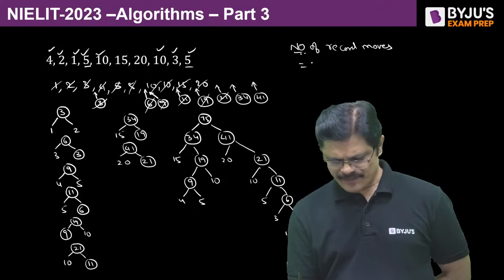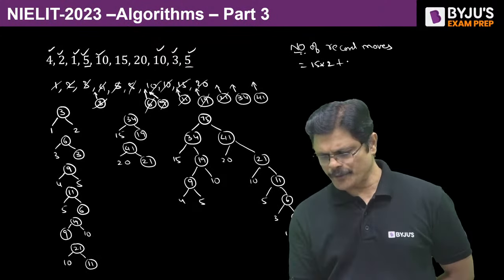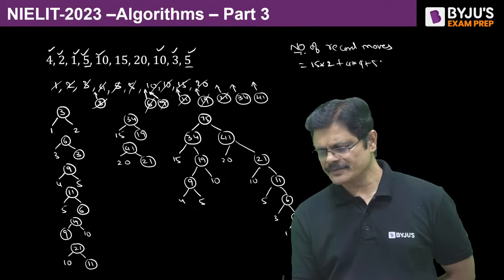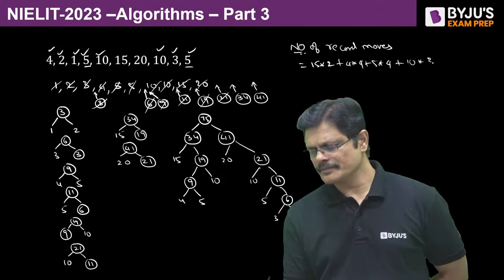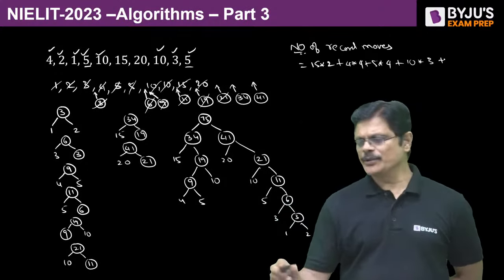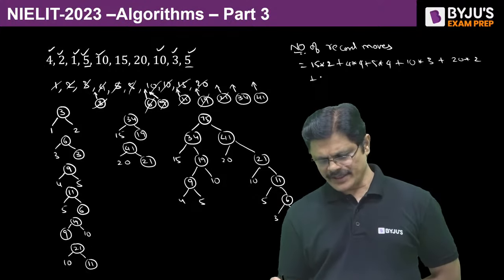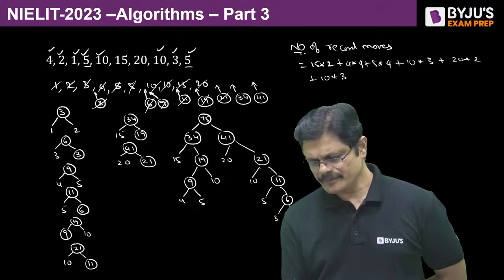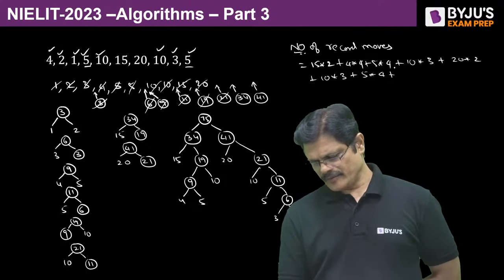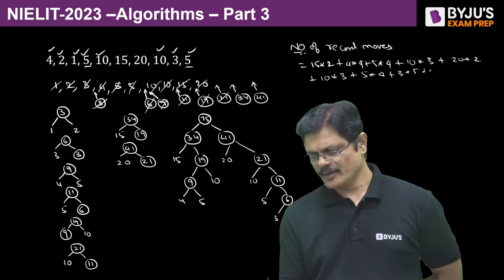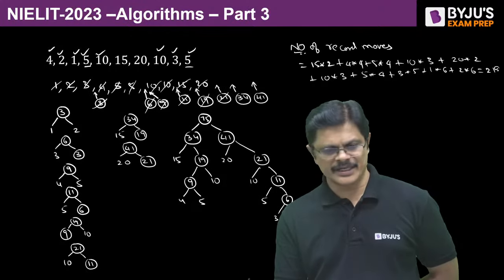So that is nothing but 15 into 2, 4 into 4, 5 into 4, then 10 into 3, then 20 into 2, then 10 into 3, 5 into 4, 3 into 5, 1 into 6, 2 into 6. And that will give you the answer, which is 219.